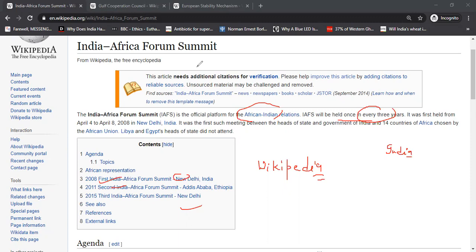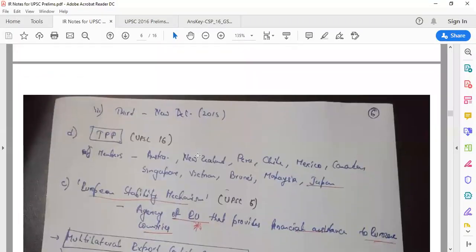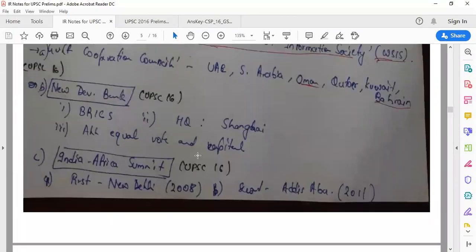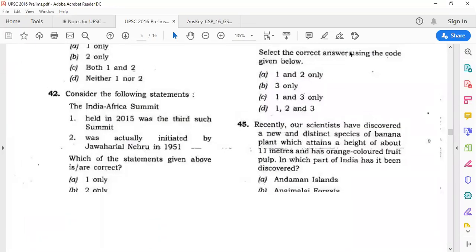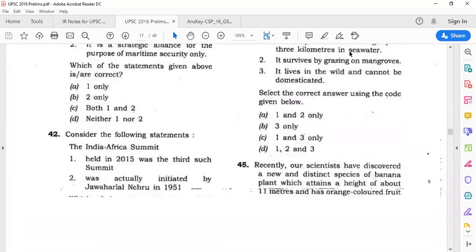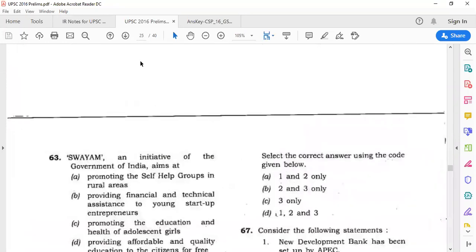Let's move back. Let's see what else is there. So India-Africa Summit, TPP, what else? Even they had asked a question on the New Development Bank and the Gulf Cooperation Council. Let's see certain questions which were asked by UPSC in 2016. And we'll also see some other years if time permits today.